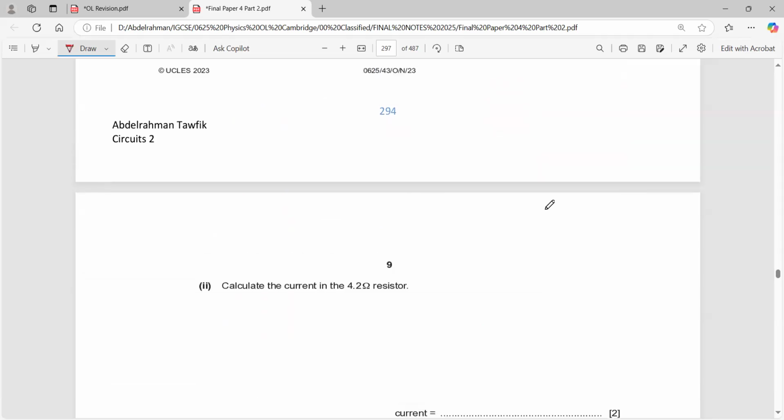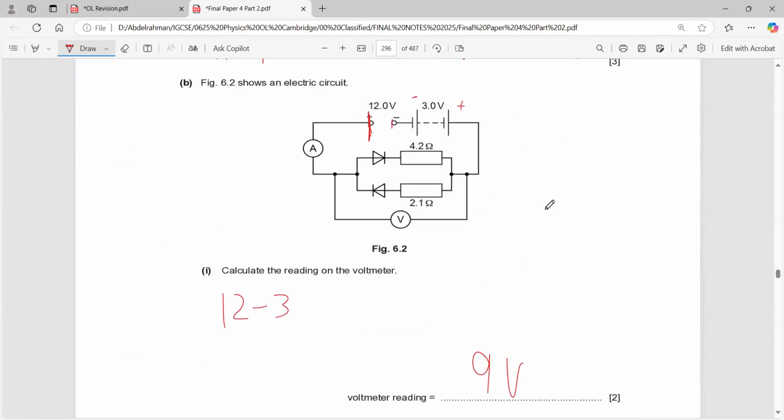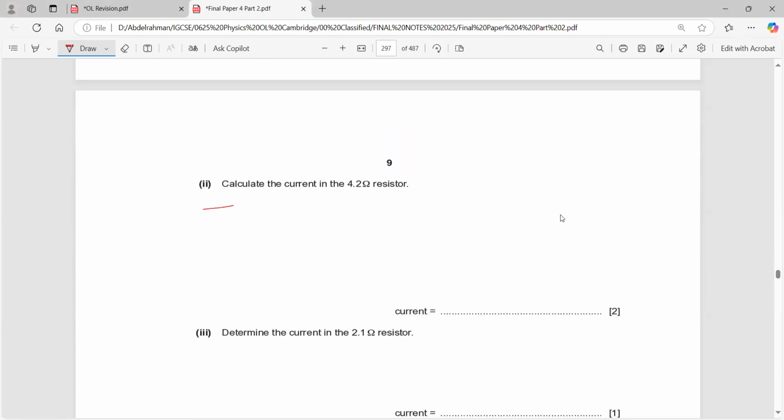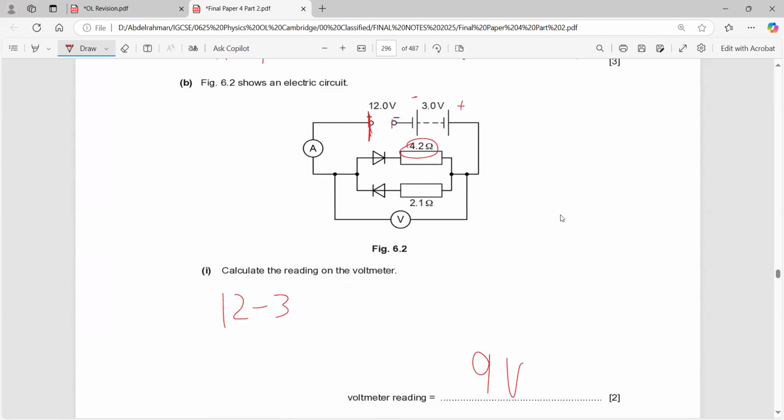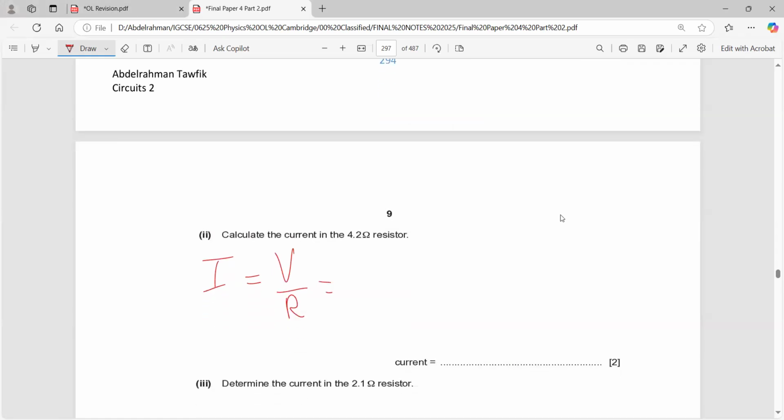Calculate the current in the 4.2 ohm resistor. This is the 4.2 ohm resistor. Can I calculate the current? Yes, I equals V over R, which is 9 over 4.2. Why is it 9? Because both resistors are in parallel. Therefore, both of them will have the same potential difference. So 9 over 4.2 is 2.1.